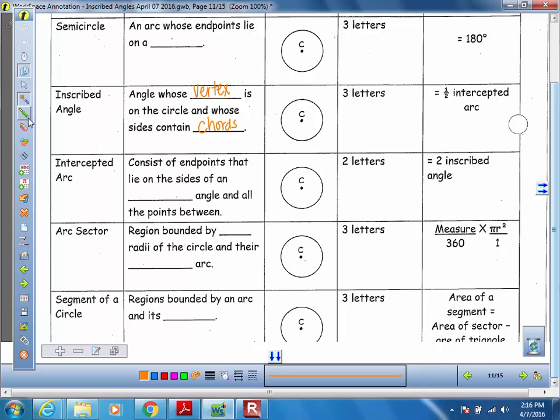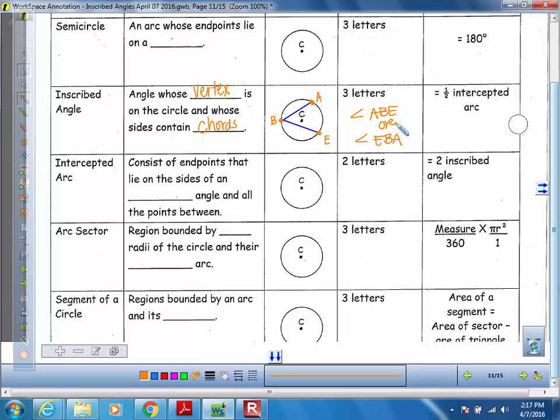So what that would look like is if I drew two chords that met at a point on the circle, that would be an inscribed angle. So their vertex, where they meet, is on the circle, but also the other two edges. So if I labeled each point A, B, and E, I would write this inscribed angle just like I would label any other angle. So this would be angle ABE, or you can write it the opposite way, angle EBA.